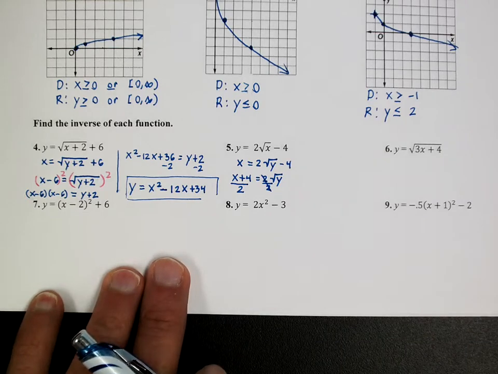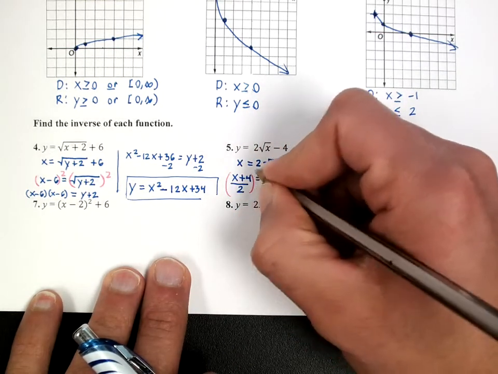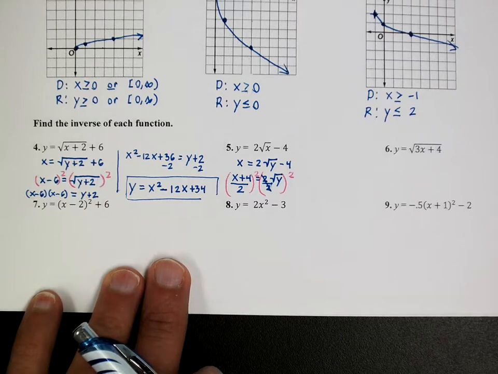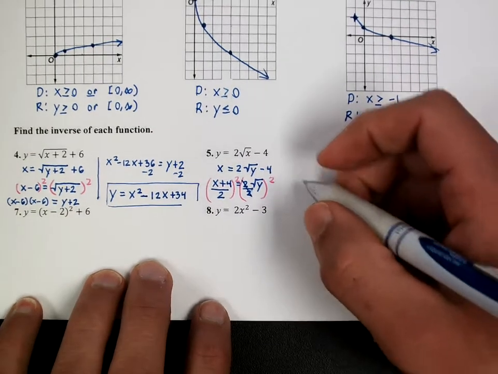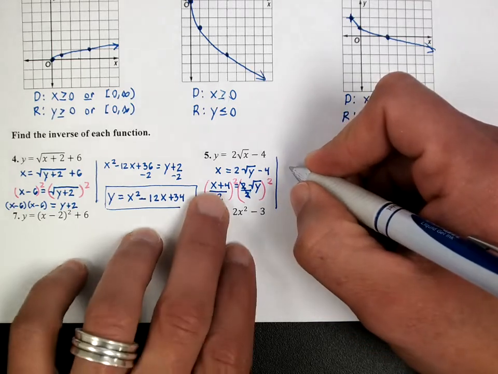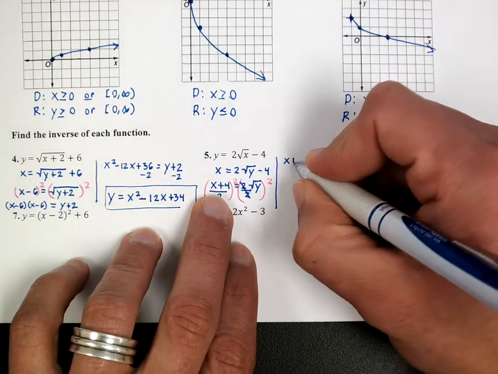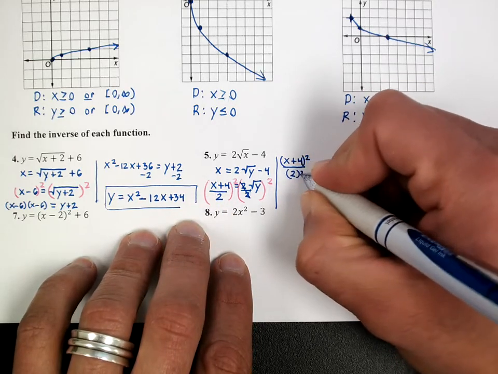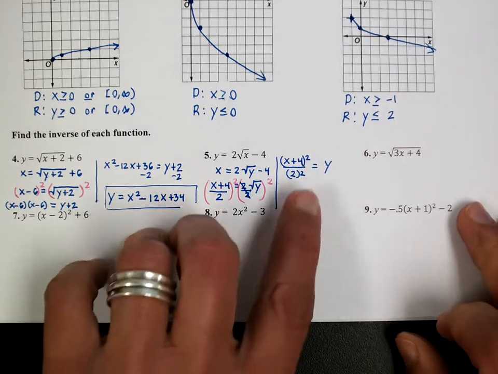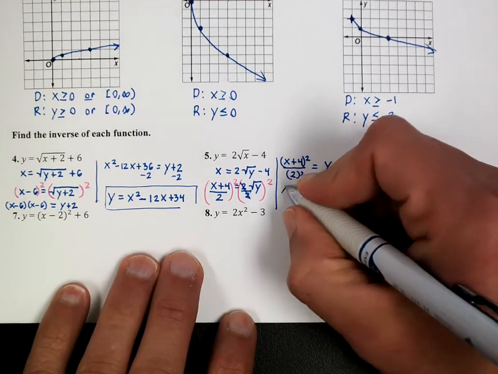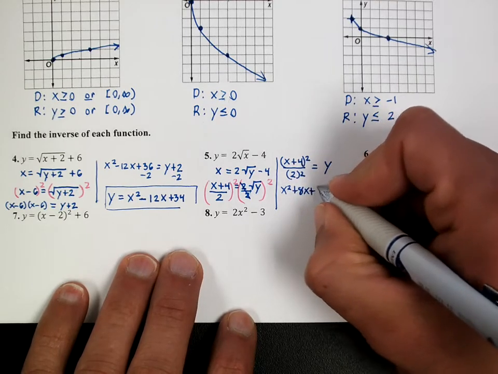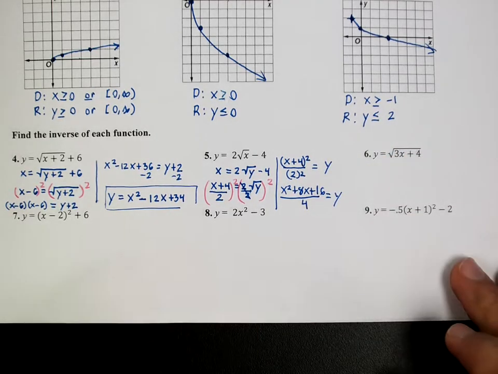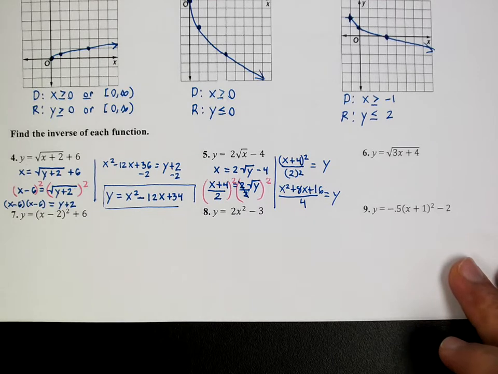Again, I'm going to have to square this right here. I'm going to have to square this right here. Either way is not too terrible, hopefully. If I square, remember, if you remember this from previous sections, that's going to square this, and this is also going to get squared. And I have to FOIL that top part. So this would be x squared plus 8x plus 16 over 4 is equal to y, and that's my inverse. That's my answer. Alright, so let's go ahead and go to number 6.